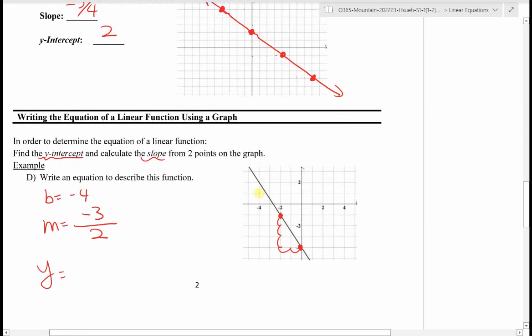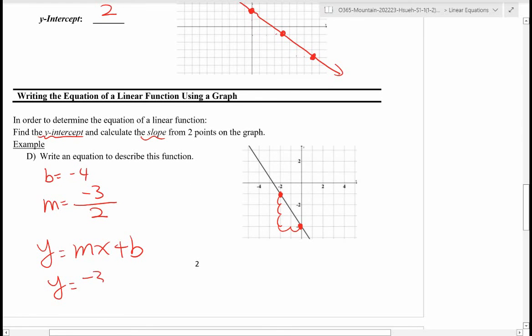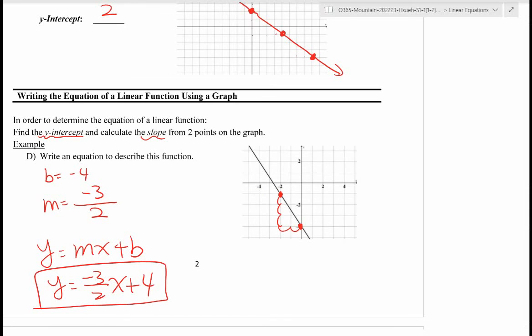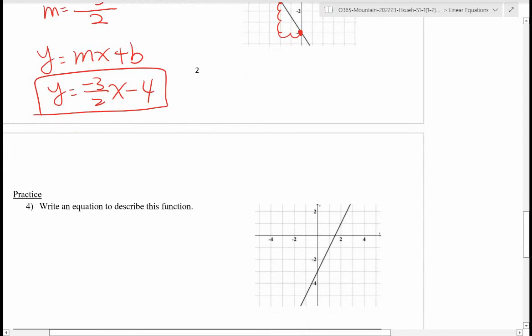Therefore, the equation is y equals, again, mx plus b. And therefore, y equals m is -3/2 times x plus the y-intercept of +4. And there you go. Oh, sorry, -4. My bad. I didn't see the negative sign there. Sorry, so it's y = -3/2x minus 4. Okay, hopefully it's not too bad. There's your practice question. Should be a pretty simple lesson, I think.